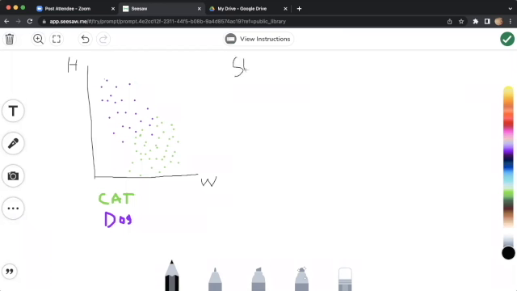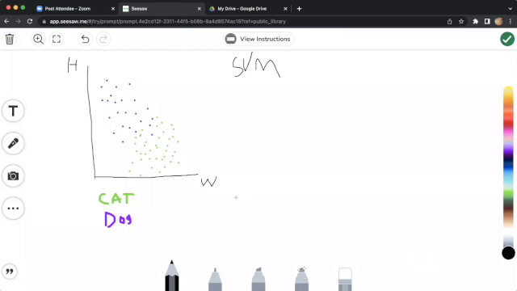It's been a really long time since I've made one, but I'm going to talk to you a little bit about the support vector machine SVM algorithm and how it works exactly. So in this situation, suppose we have cats and dogs. The green dots here represent cats, purple dots represent dogs, and we're looking at their height and weight.